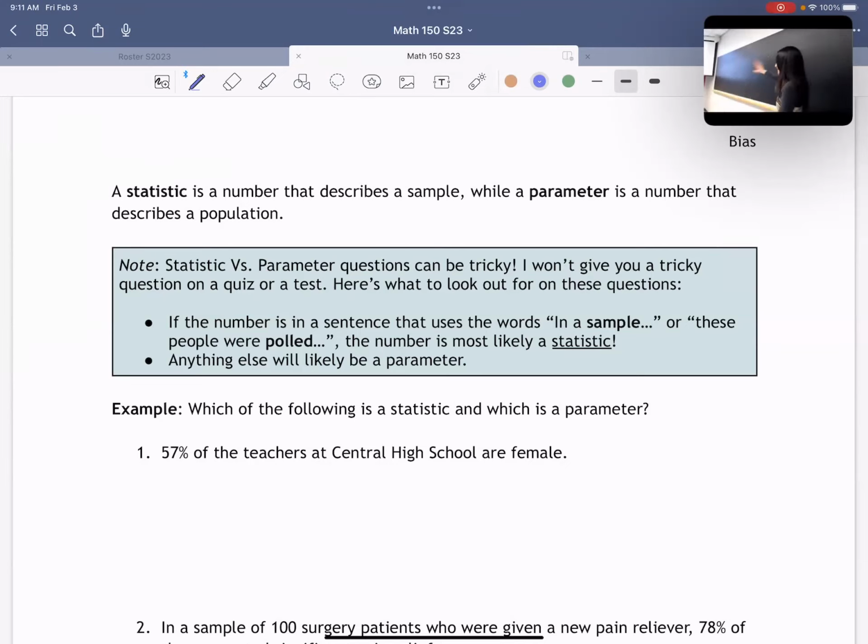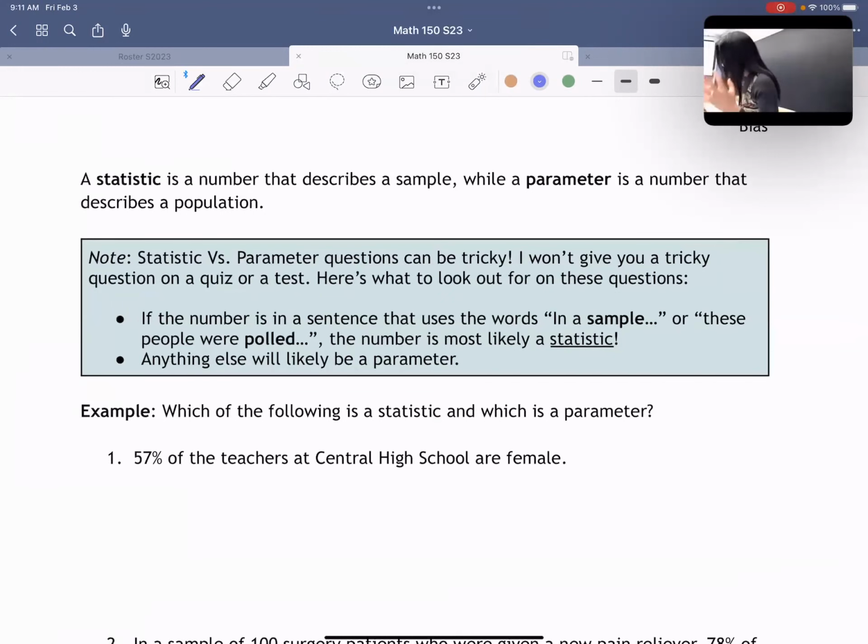And the way I'm going to do that is if you see the word "sample," or another way to see sample is like I polled someone. So I asked people questions and polled them. If you see either of those two words, the number is going to be a statistic. Okay, so if you see those two words, statistic. If it doesn't say that, well, it's going to be a parameter. Okay, so these questions do get really tricky. I think looking for those two buzzwords really helps you understand, okay, that's a statistic or that's not a statistic.